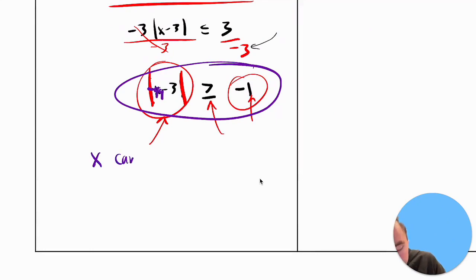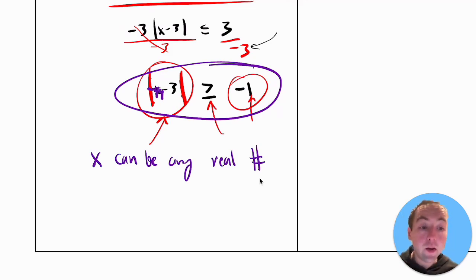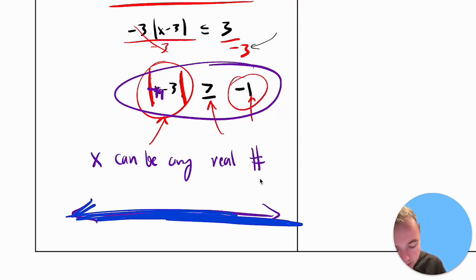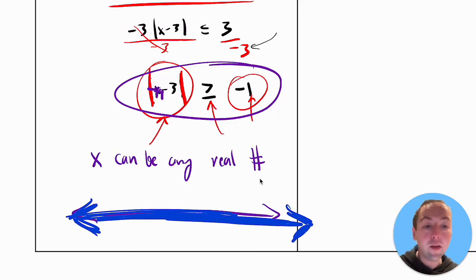So therefore, x can be any real number, because if it's any real number, it could be any number on the number line. So if this is the real number line, then all of these numbers going towards negative infinity and towards infinity, basically coloring the entire real number line, would show us a picture of the solution set for that.